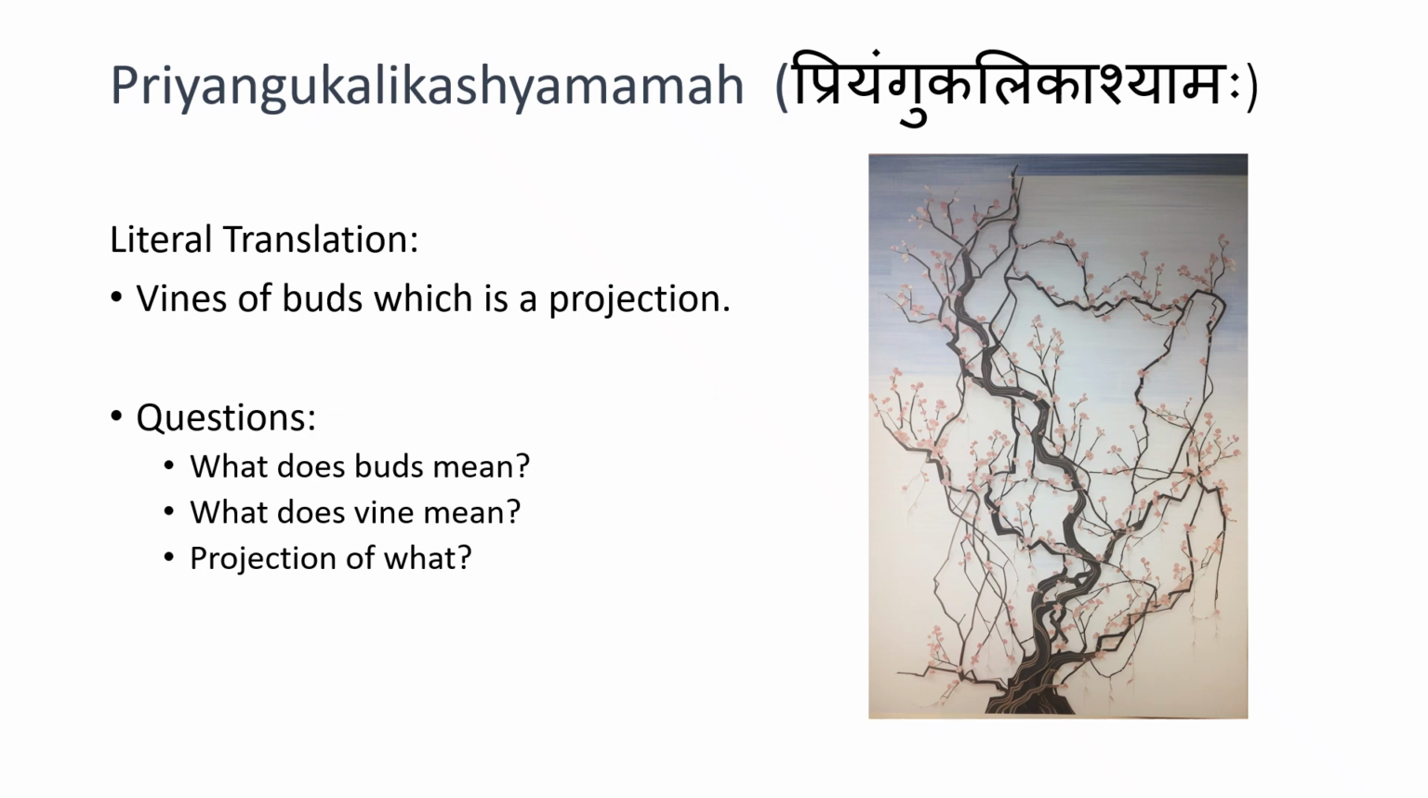First, let us look at the Priyangukalikashyamam's literal translation, which is vines of buds, which is a projection. If you try to visualize it, then it looks something like this picture here. Pink color buds connected with the brown color vines. Now we need to inquire what these buds mean here and what the vine means here. It, the intellect, is shadow of what?